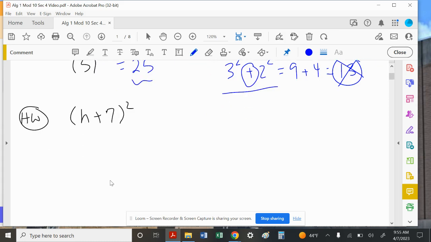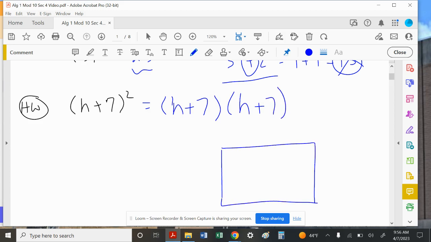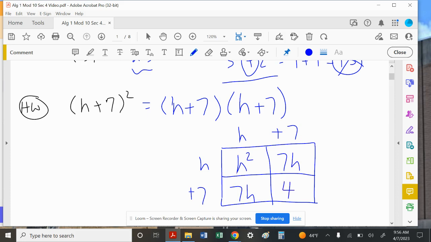Okay, so let's move on to a problem. We have h plus 7 squared. That really equals h plus 7 times h plus 7. I can FOIL those. So if I FOIL those, I get h times h is h squared. H times 7 is 7h. H times 7 is again 7h. And 7 times 7 is 49. So we fill out all of those different pieces.